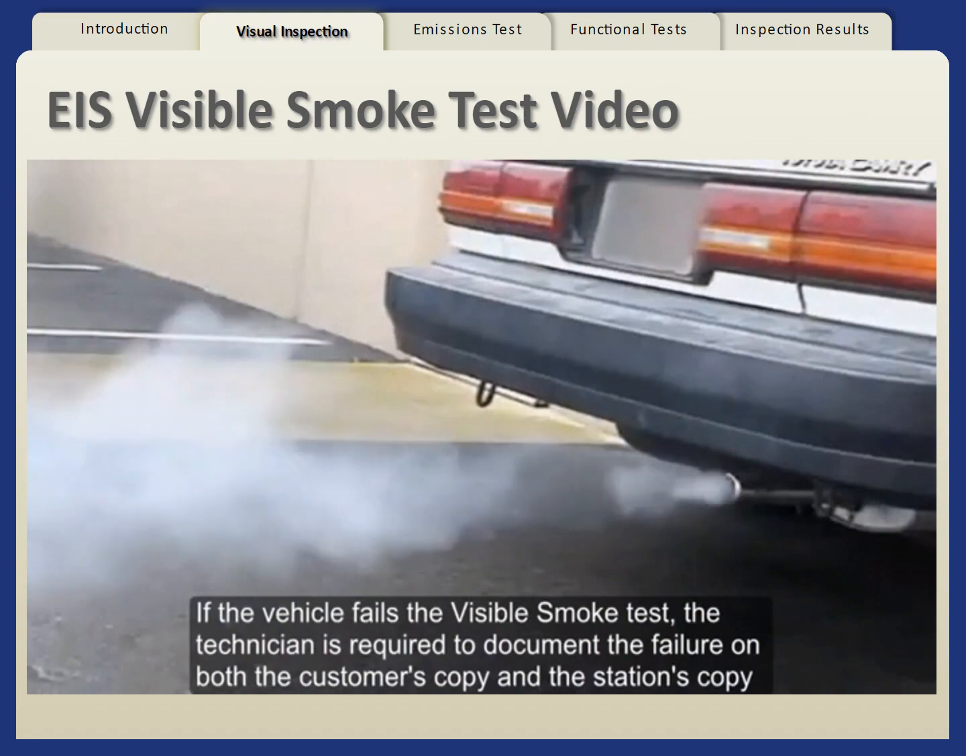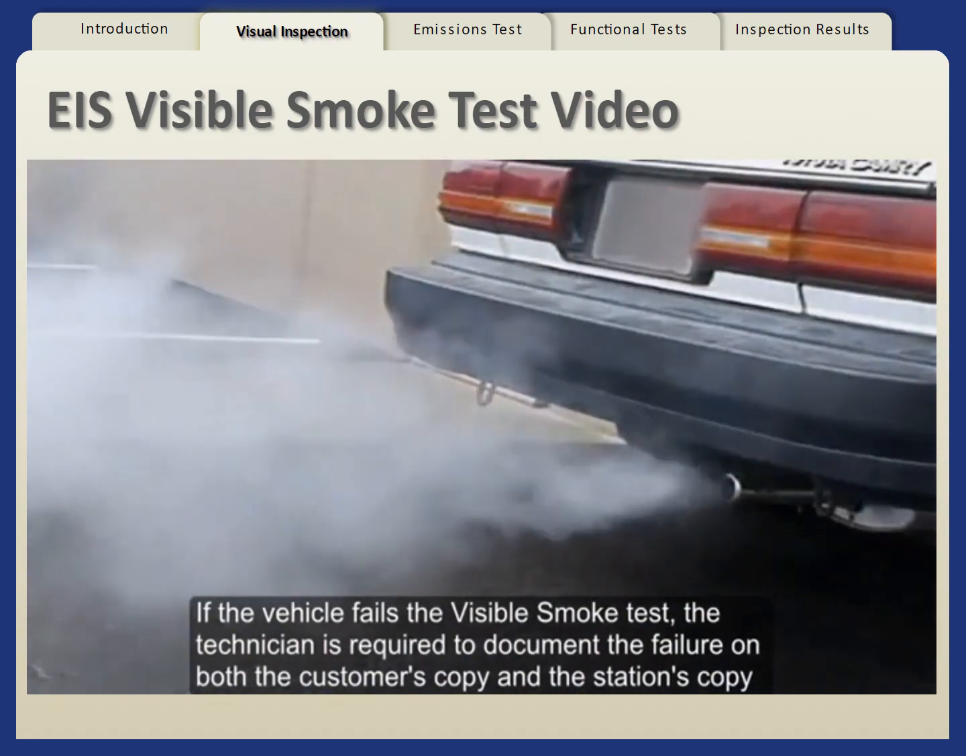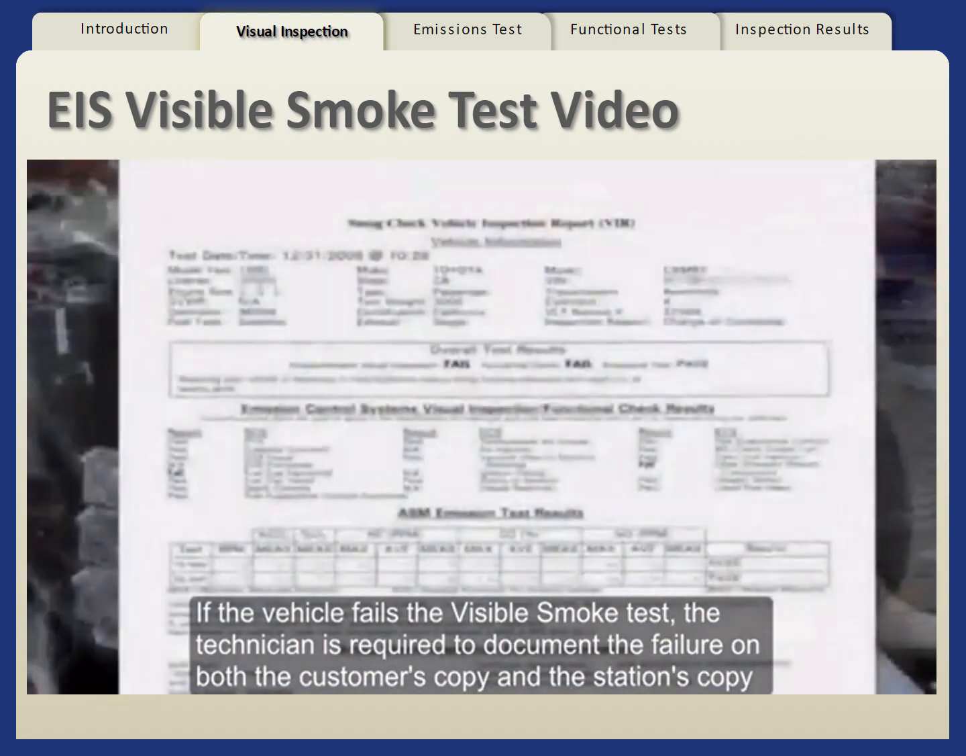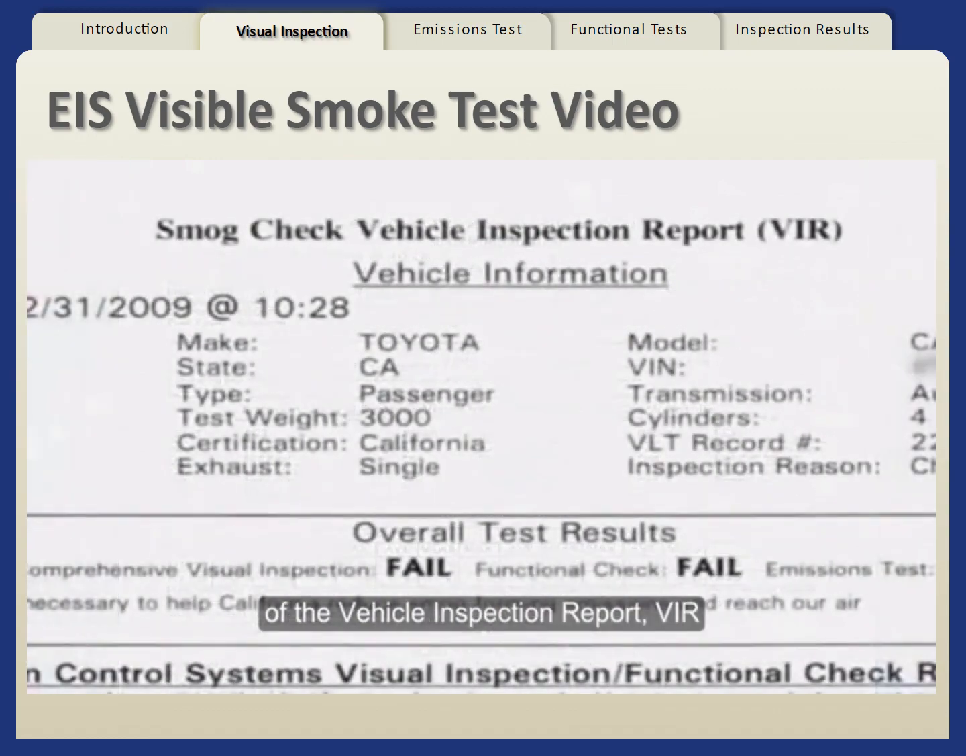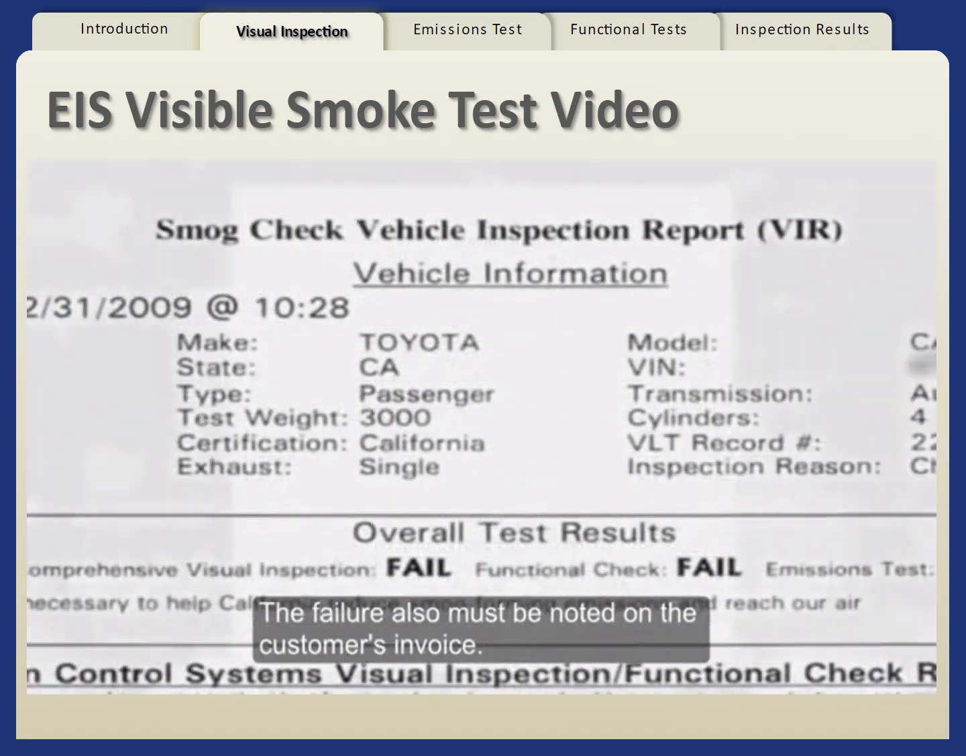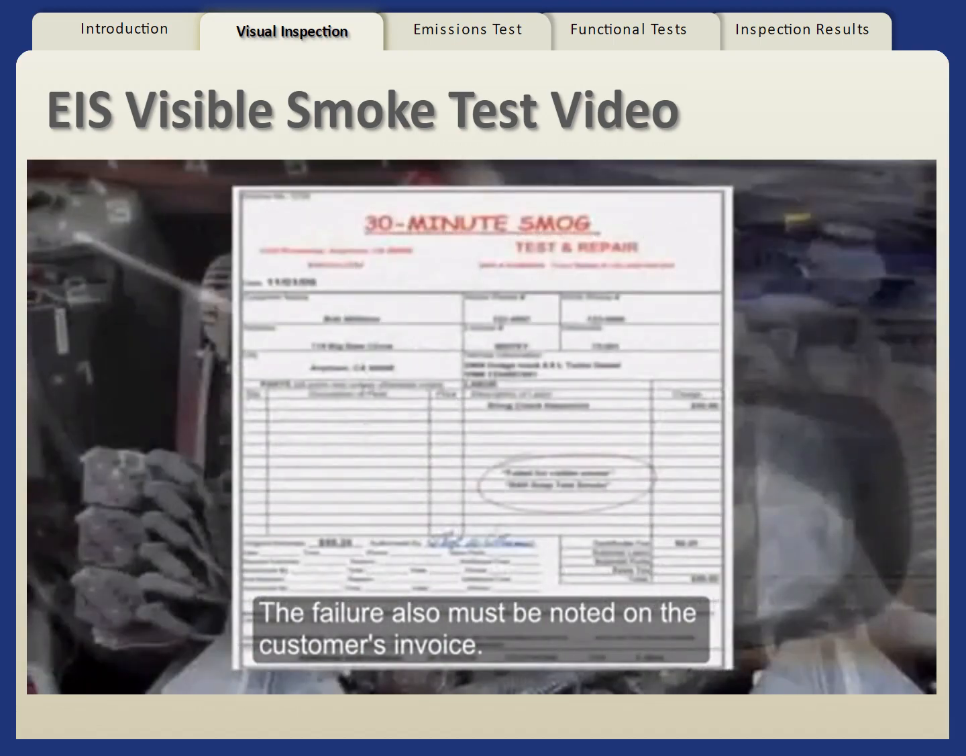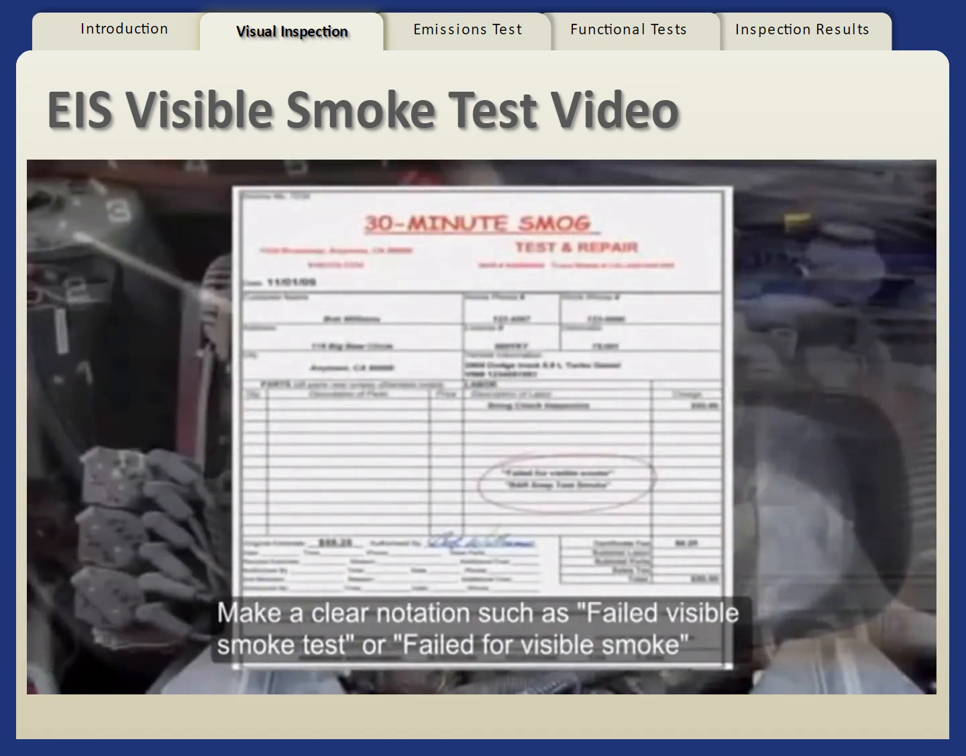If the vehicle fails the visible smoke test, the technician is required to document the failure on both the customer's copy and the station's copy of the Vehicle Inspection Report, VIR. The failure also must be noted on the customer's invoice. Make a clear notation such as "failed visible smoke test" or "failed for visible smoke."